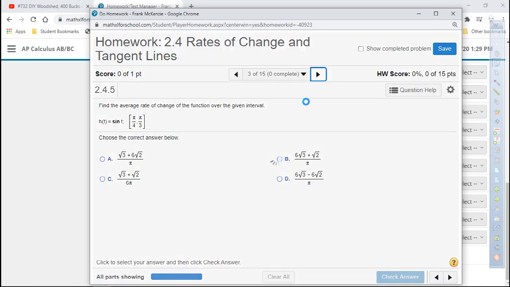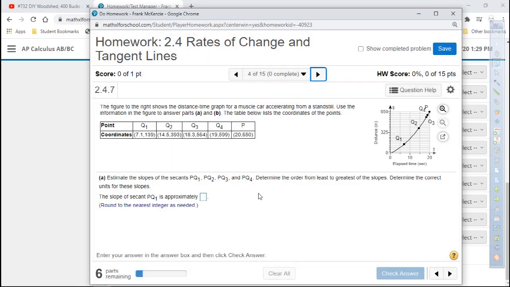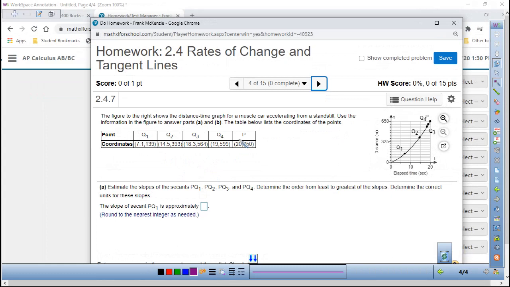All right, next one we want to look at is number 4. And I'm not working all this out. I'm not doing all this for you guys. Here's the thing. All you're doing is using these points. If we're looking for PQ, the slopes of the secants for PQ. So I've got PQ1. So I've got this point right here and that point right there. So there are my 2 points.